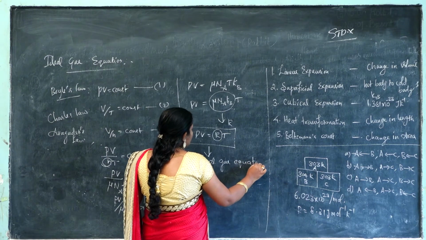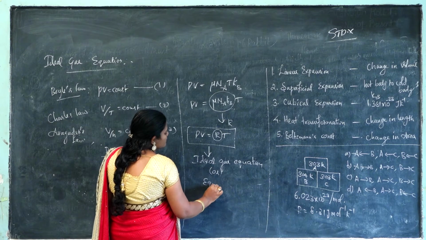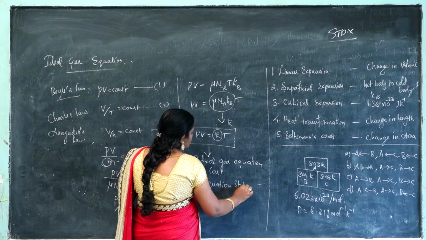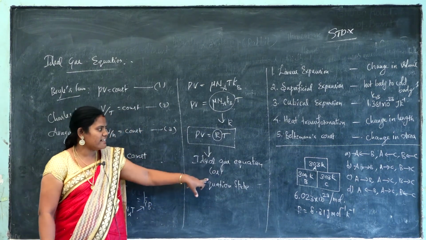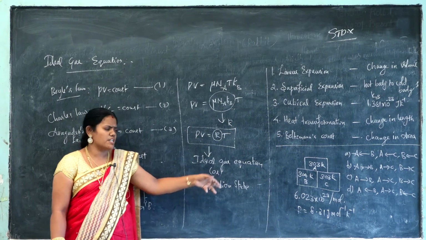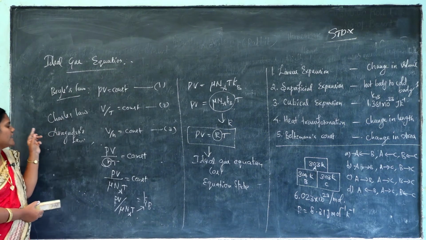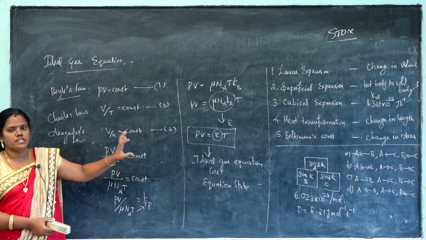This is also called the equation of state. What is the meaning of equation of state? Three equations meet in a single state. That is the equation of state. So this equation is called the ideal gas equation, and the state is called the equation of state. Equation of state means three equations, Boyle law, Avogadro law and Charles law, are mixed to form the ideal gas equation.